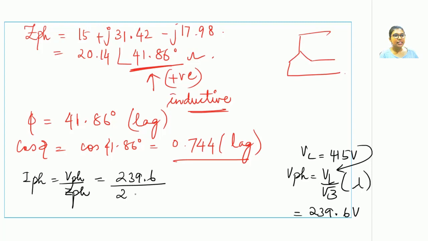So substitute this value of V phase in the expression of I phase. The value of Z phase is also known to us. Just use the magnitude because the angle is not important. Finally, the value of I phase comes out to be 11.9 amps. So with this, we have solved the second bit as well.